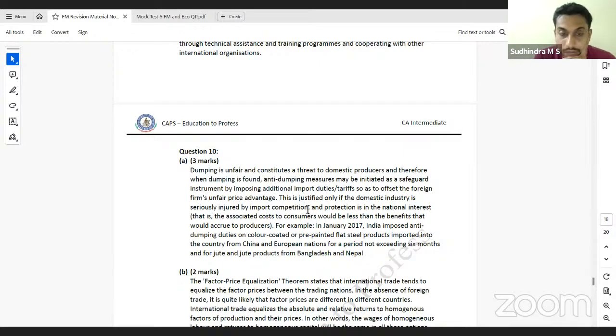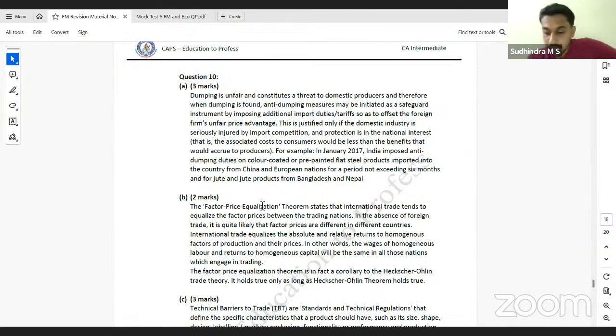Then a 2 marker, we have factor price equalization theorem. This states that international trade tends to equalize the factor price between the trading nations, half mark. Then it equalizes the absolute and relative returns to homogeneous factors of production, half mark. And this is a corollary to this particular trade theory, Heckscher-Ohlin trade theory. Very important point, half mark. That means it holds good only as long as this theorem holds true, half mark.